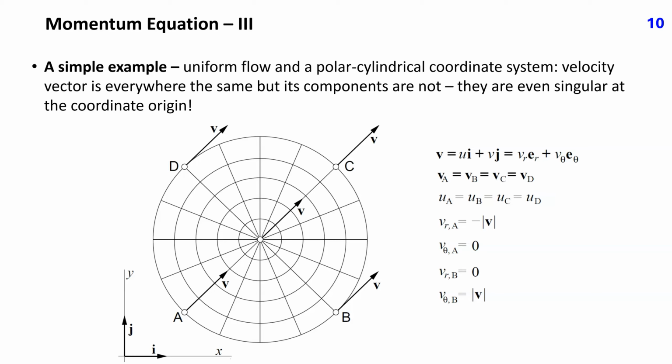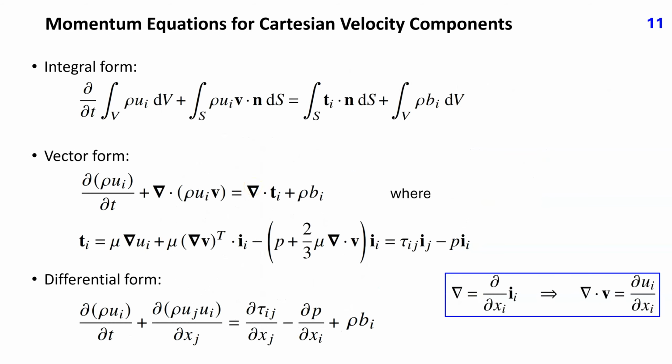To avoid such problems, in most commercial and public CFD codes, vectors and tensors are expressed via their Cartesian components. The equations for Cartesian velocity components are obtained by taking the dot product of the momentum equation for velocity vector with Cartesian base vectors Ii. The integral form of the equation for velocity component Ii is given by this expression. This equation represents the vector or coordinate-free form.